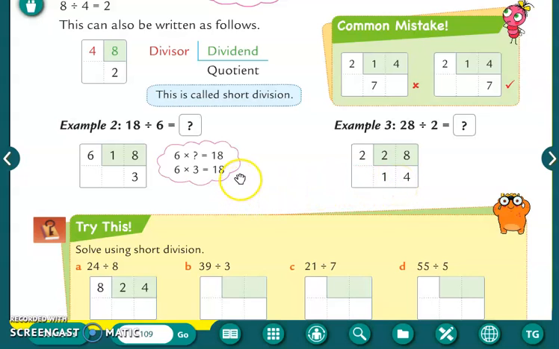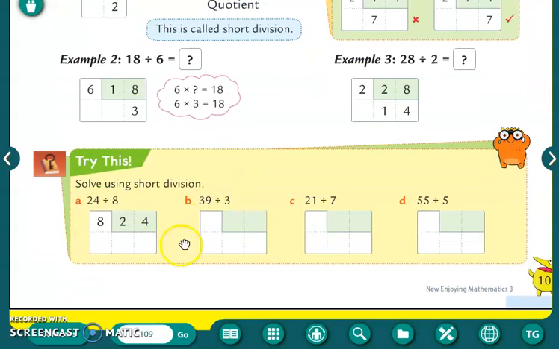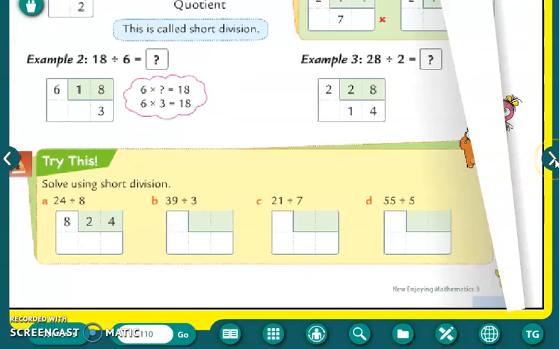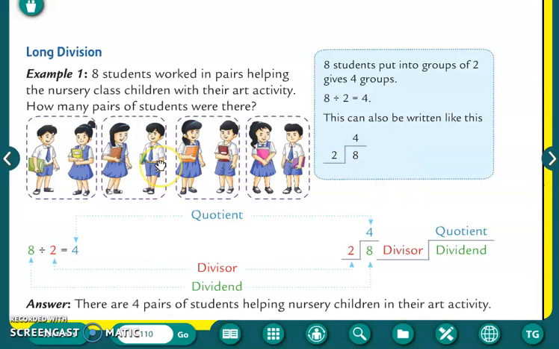So these are the examples for short division, and here some more examples are given for practice. You can try this. This is very easy. And how will you do that? You just try by yourself. Okay, and now we will go to the next page. Now here we will see long division.